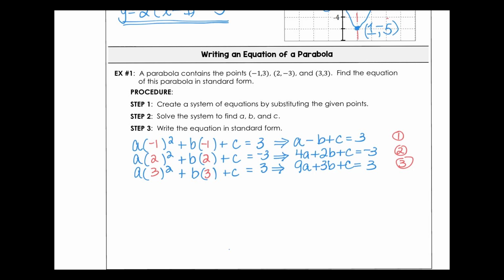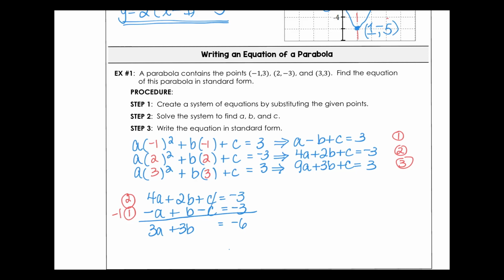So let's say we take equation 2 and we multiply equation 1 by negative 1. So we're going to subtract equation 1 from equation 2. 4A plus 2B plus C equals negative 3. We're going to subtract A and add B and subtract C and subtract 3. That way we're eliminating the C term.